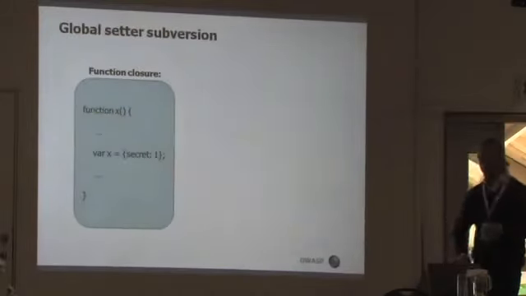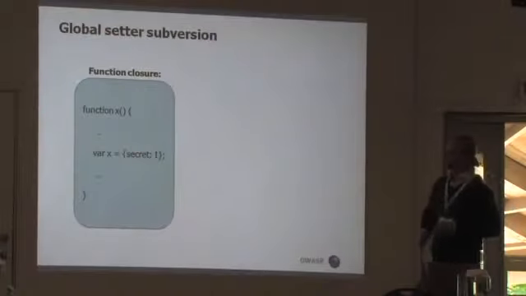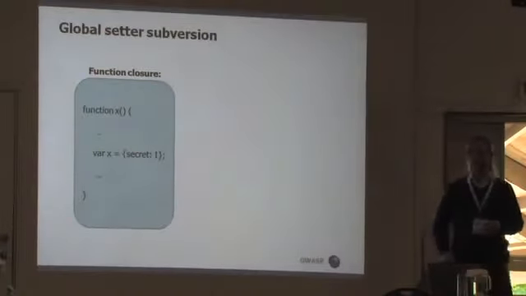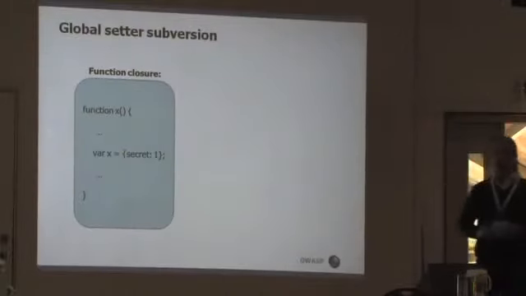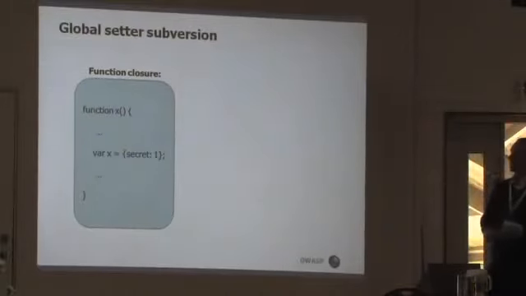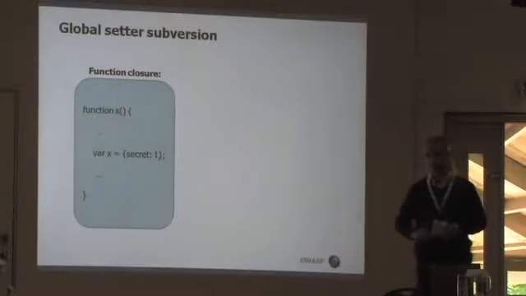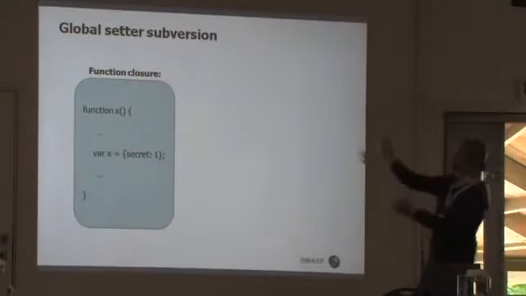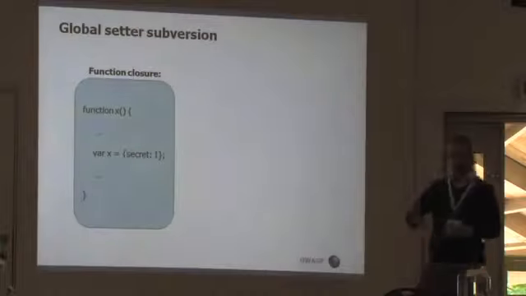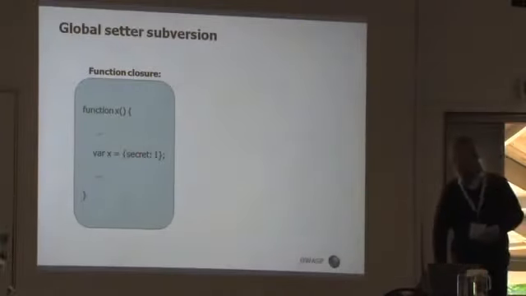Another problem, global setter subversion. So we have a function closure, and inside this closure we have a variable. We create an object and assign it to a variable. And this is supposed to be inaccessible from the outside. It's supposed to be contained inside the function scope and not be able to leak outside.